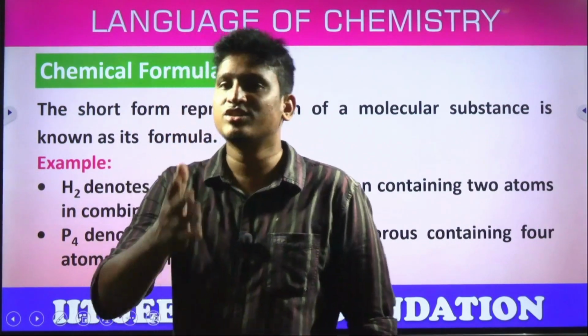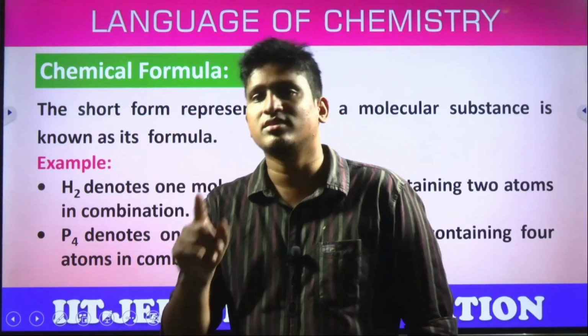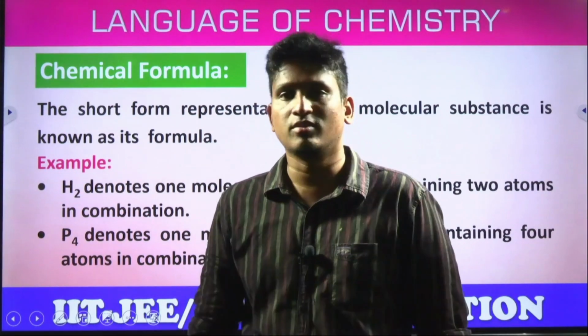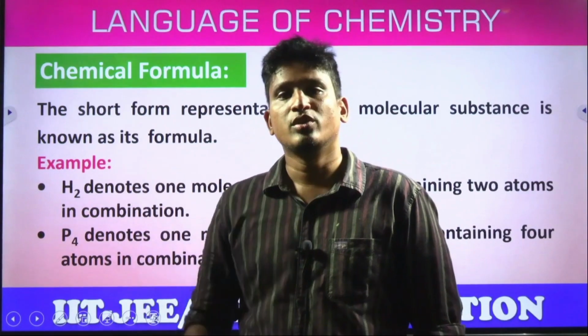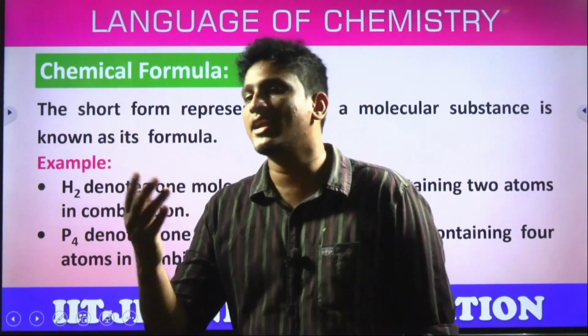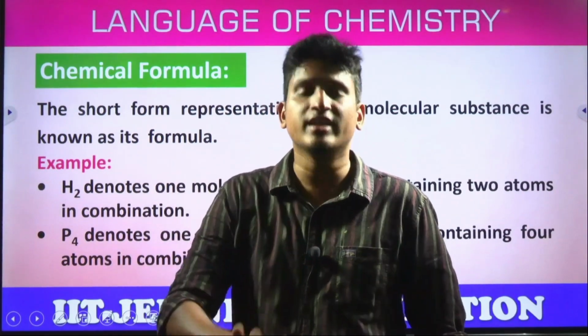Yes or no? H2O. What can we understand from this? Two hydrogens and one oxygen are present. The 2 belongs to hydrogen, the 1 belongs to the oxygen element. Got the clarity? Carbon dioxide: what is the formula? CO2. One carbon and two oxygens are present. One carbon element is there, and the other element, oxygen, has 2 atoms present. Got the clarity? That is the formula.